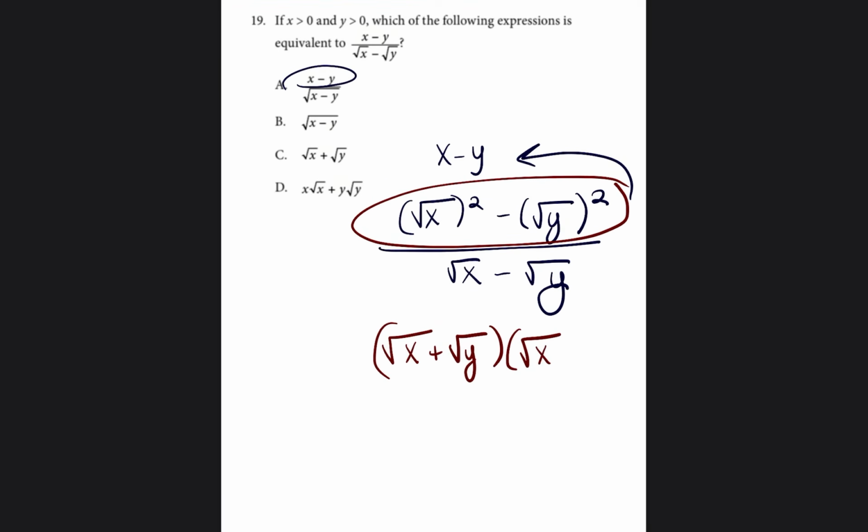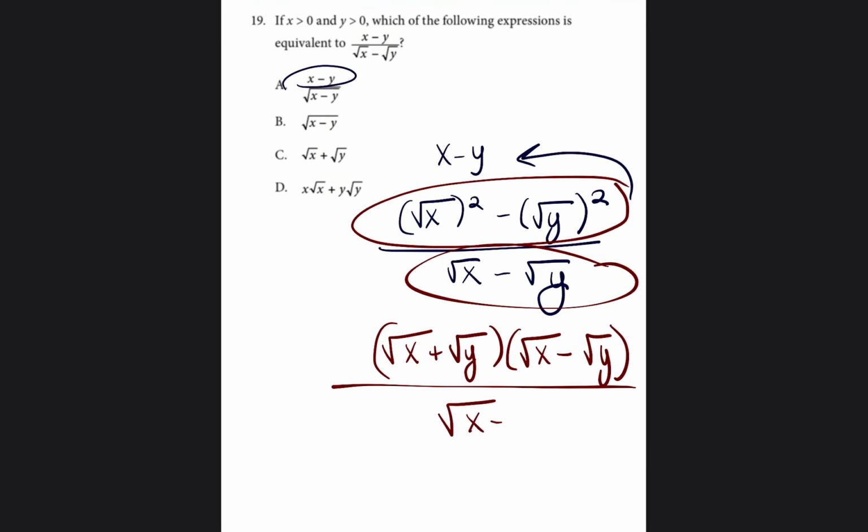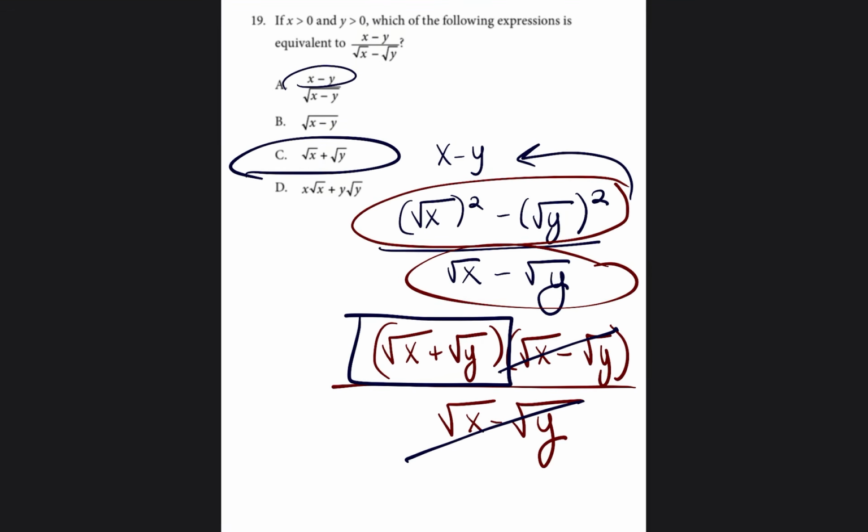And then we're going to write it the same way, but now it's going to be a subtraction. And now we're going to keep the denominator the same. And now that we have this and this the same, they cancel each other out, and you're left with a simplified answer, which was C.